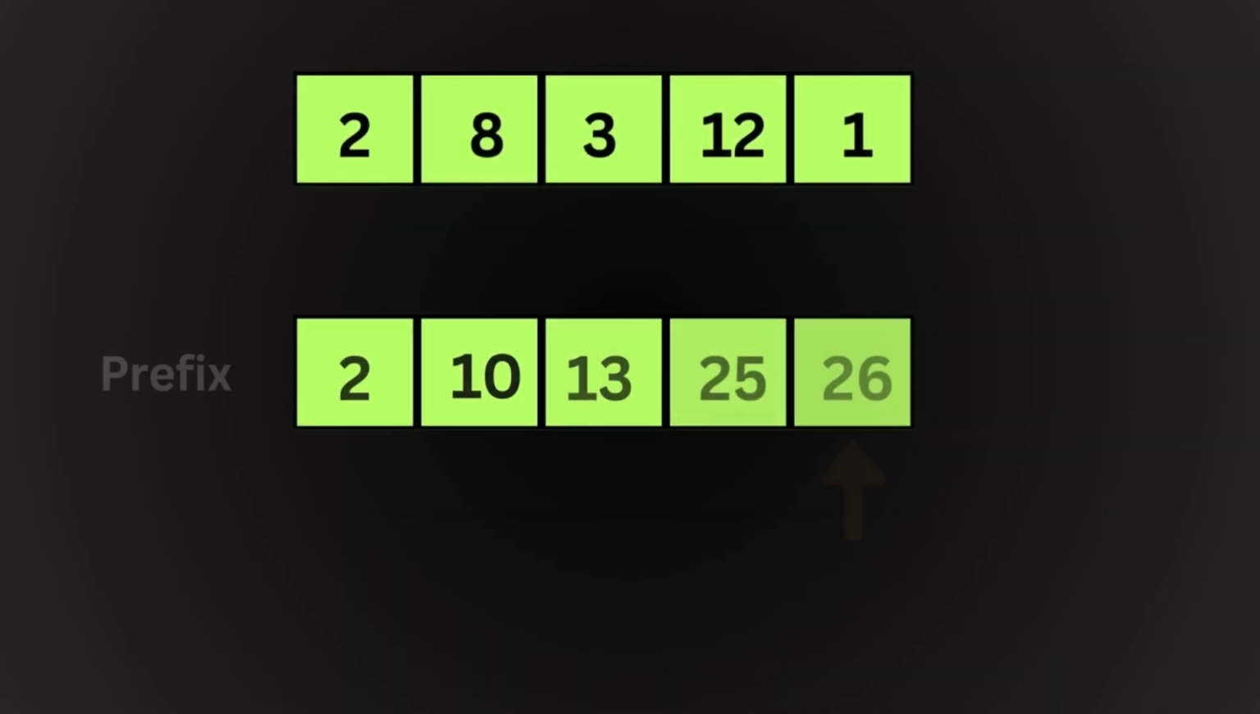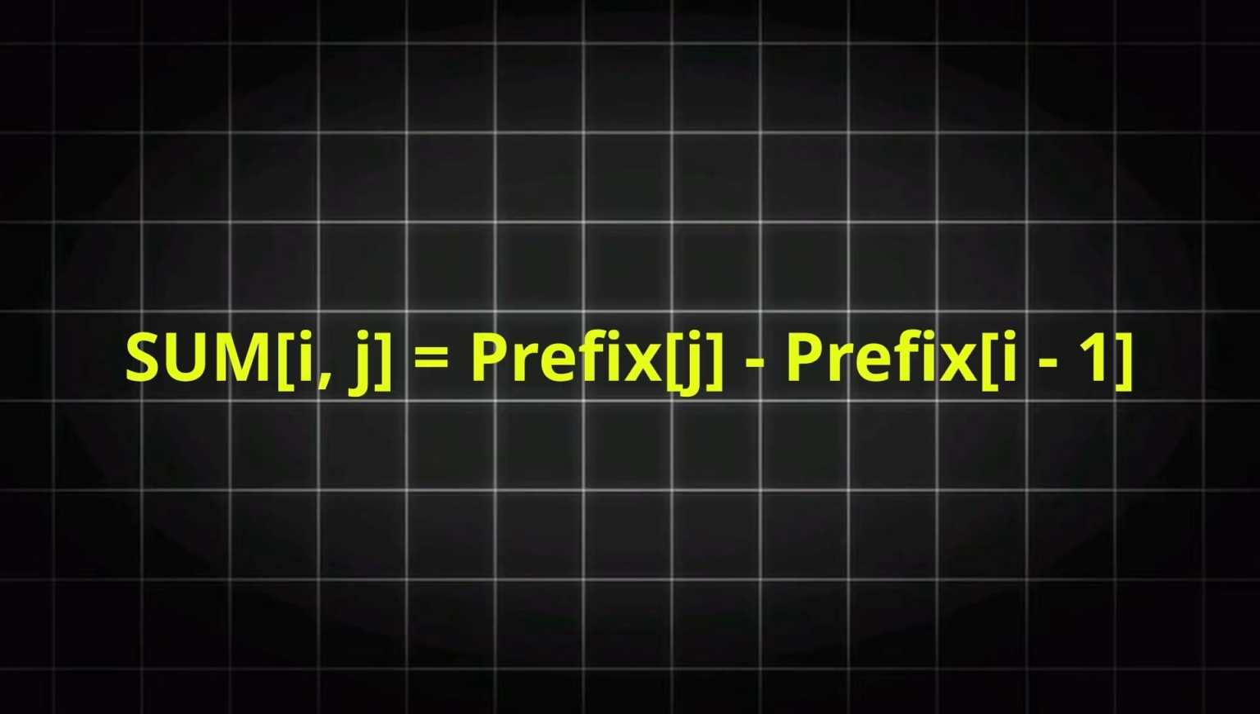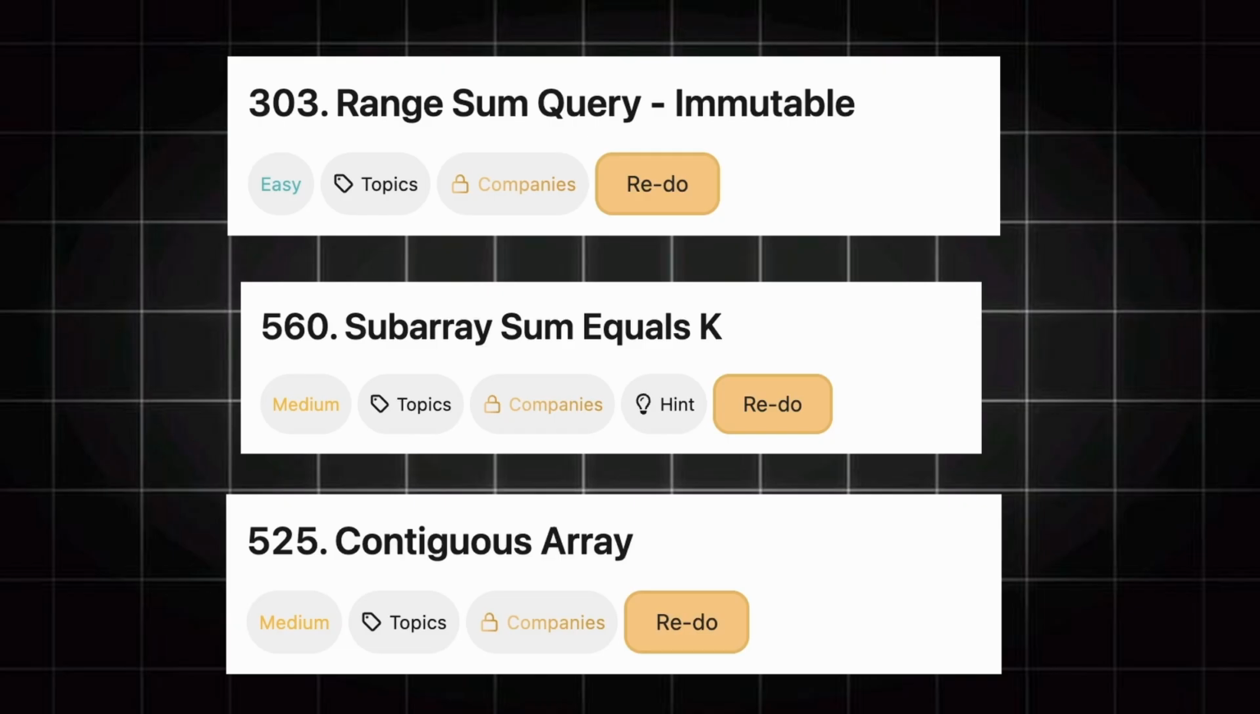In prefix sum, we calculate the sum of all the elements up to the current index i, and in order to find the sum of all the elements in the range i to j, this can be done in O(1) time by using the formula prefix of j minus prefix of i minus 1. Here are some practice problems for the prefix sum pattern.